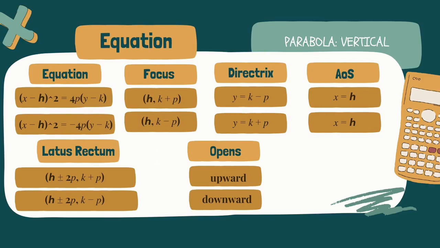So, sa directrix naman, ang ipagpa-plus naman natin ay si k and p. So, mali. Kapag upward po, ang gagamitin po nating formula sa directrix is y equals k minus p. And kapag downward naman po, we're going to plus k and p. So, sa axis of symmetry, same lang. Pero, last time, ang ginamit natin is k, hindi yung h. So, x equals h. Or maybe, tama.